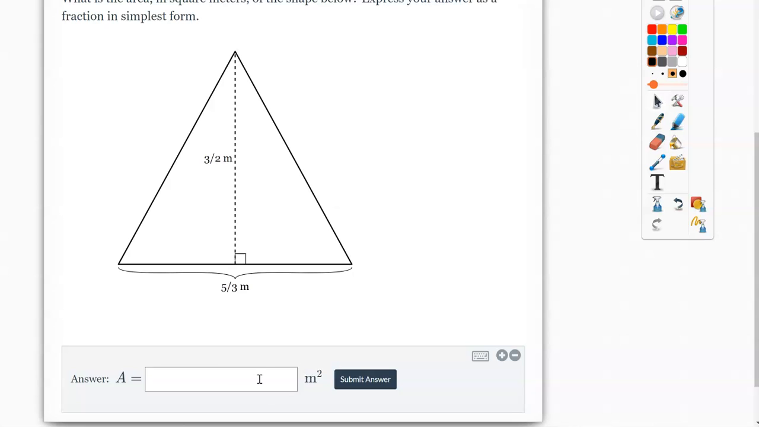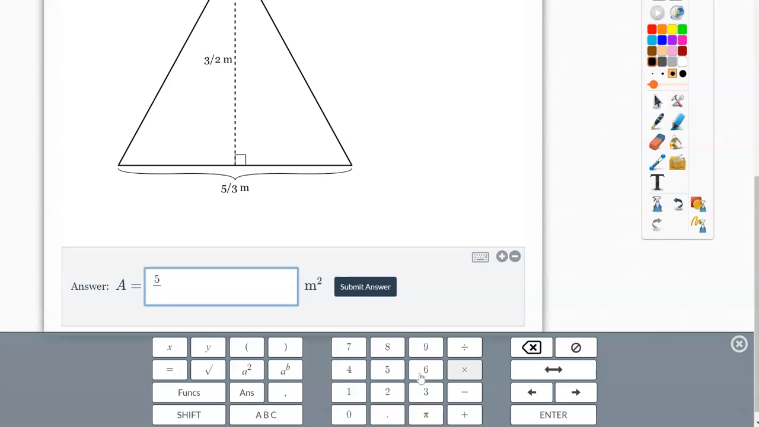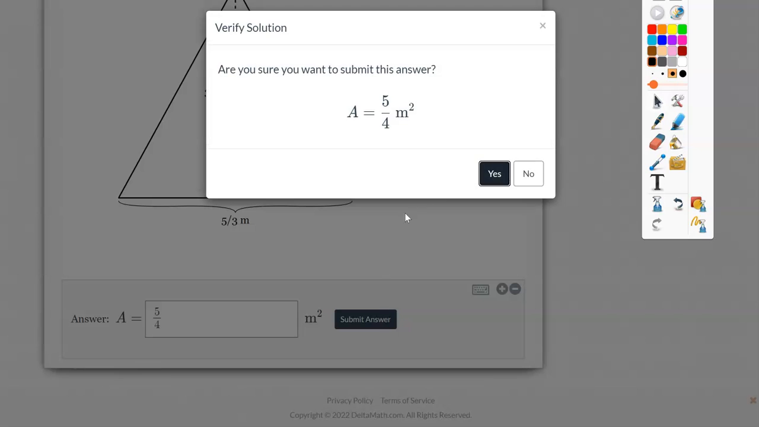To enter your answer, you can either type using your keyboard or the Delta Math keyboard right here. When you click it, this keyboard will appear on your screen, and you can type a fraction by typing the numerator, the division sign, and then the denominator. And instead of pressing enter down here, you need to click submit your answer up there. And close the keyboard if you like.